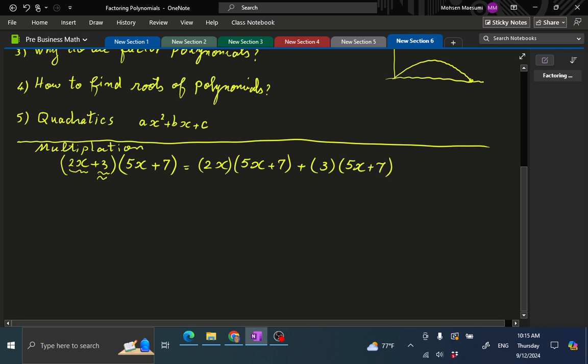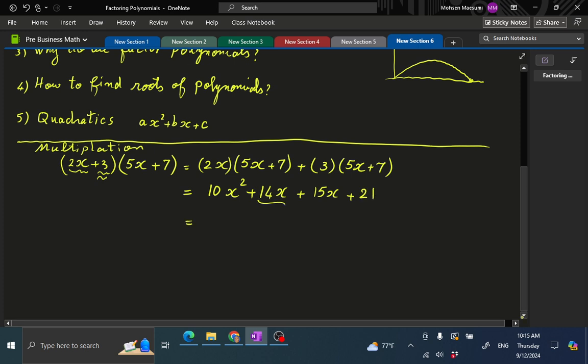So this is called distribution. And 2x times 5x, 2 times 5 is 10, x times x is x squared, 2x times 7 is, 2 times 7 is 14x, 3 times 5x, that is, well, 15x, and 3 times 7 is 21.